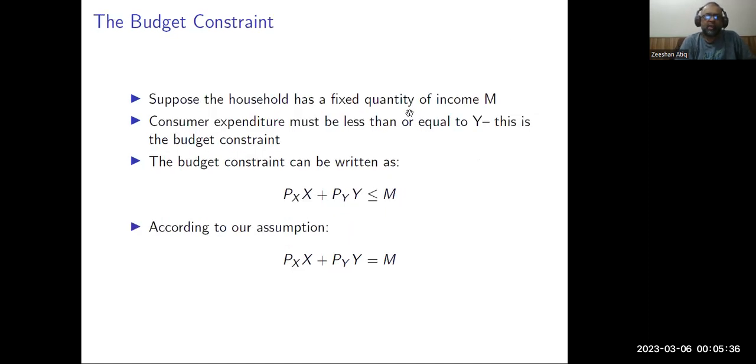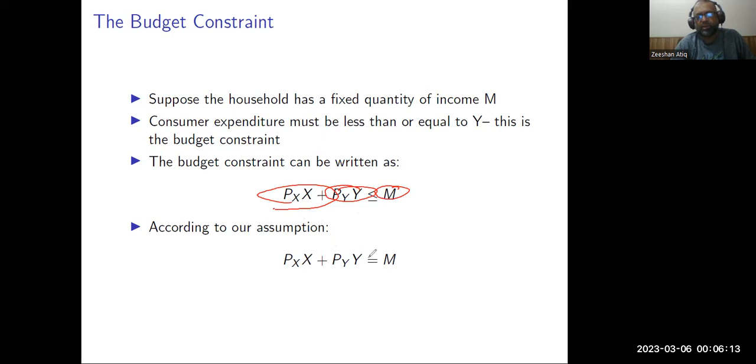Now, suppose that a household has got a fixed quantity of income, M. According to the constraints, a person cannot spend more than his income. However, he can spend less than his income, but according to our assumption, he will not be spending less than his income or more than his income. So now if you look at this equation, what does it show? It shows that the amount of expenditures that you make on good X and good Y can be less than or equal to the amount of income that you earn.